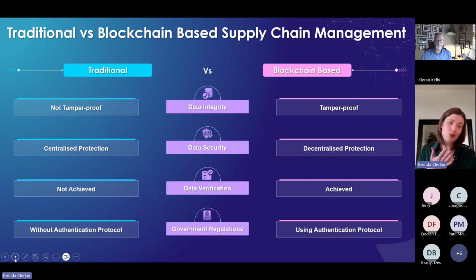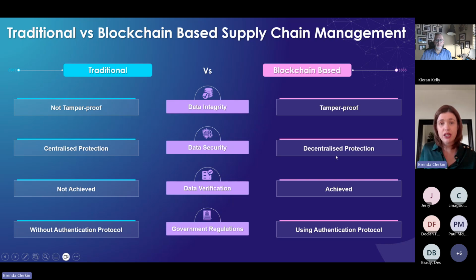So if we were to compare where we are today in terms of our traditional means of supply chain management versus blockchain, there are a couple of key things to think about. The first is data integrity, being able to stand over the accuracy of the data. With the blockchain, it is tamper-proof because of the numerous encryptions that are used to get the data onto the blockchain, and also that consensus mechanism. Whereas at the minute, we just don't have that. Data is not tamper-proof in our traditional databases.